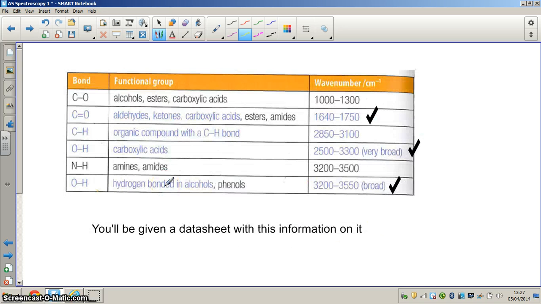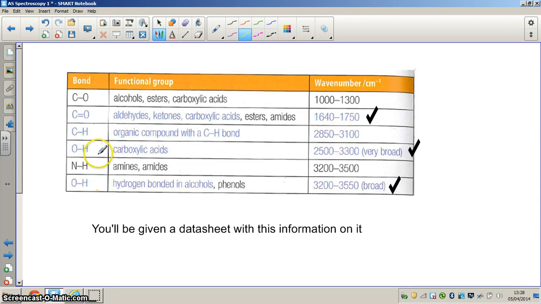Now in an exam, most exam boards will give you a data sheet, or there will be a data sheet attached to the question paper. And as I've said, the real three groups that you are going to be asked to identify are a C double bond O group, which is an aldehyde, ketone, carboxylic acid, or an ester. And you can see this wave number range here. And we'll discuss that, and I'll show you something about that in just a second.